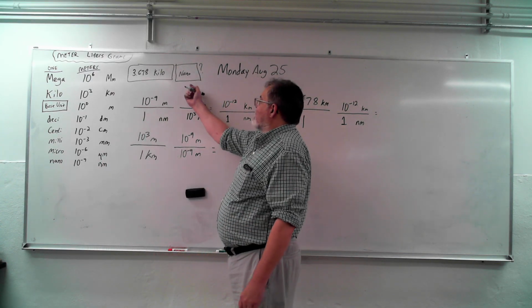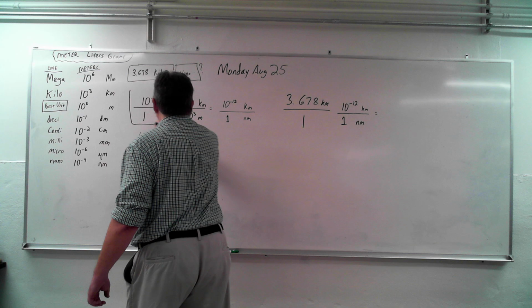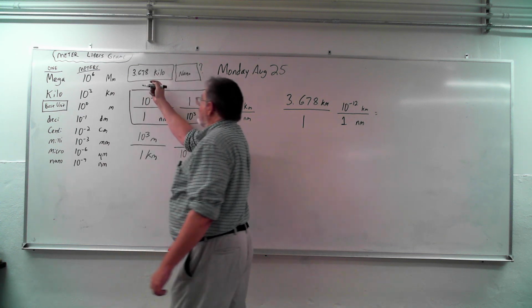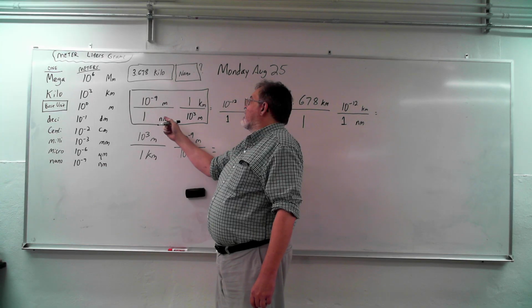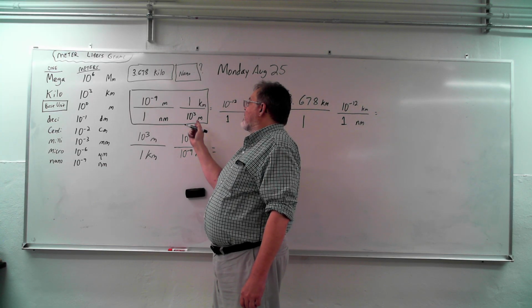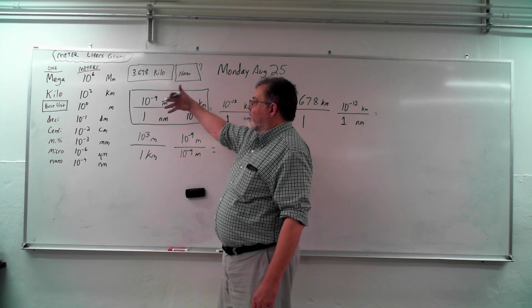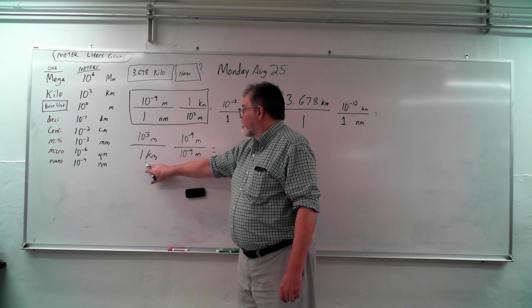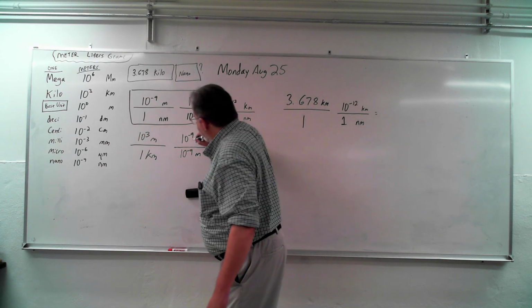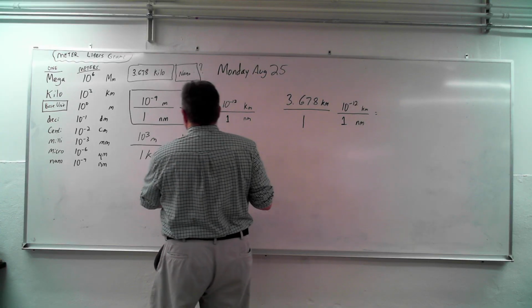Since I'm converting to nano, this is what I started with, and this was wrong. Since I'm going from kilo to nano, I needed to set these up such that kilo is on the bottom and nano is on the top. And I had these flipped over. This has meters where they'll cancel, kilometers on the bottom. If this was nanometers, you're left with nanometer.